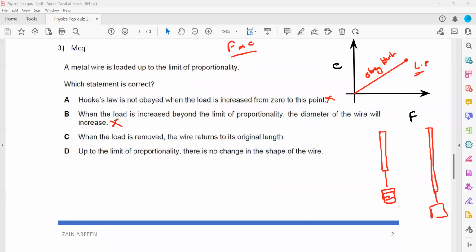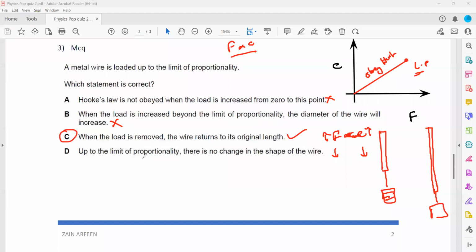So it won't increase, it will decrease. So that's why B is not correct. When we check C, when a load is removed, the wire will return to the original length. That's true. If we remove the load, as we know, force and extension are directly proportional to each other. If we increase the force, extension will increase. If we decrease the force, extension will decrease, and eventually it will return back to its original length. So option C is a valid answer.